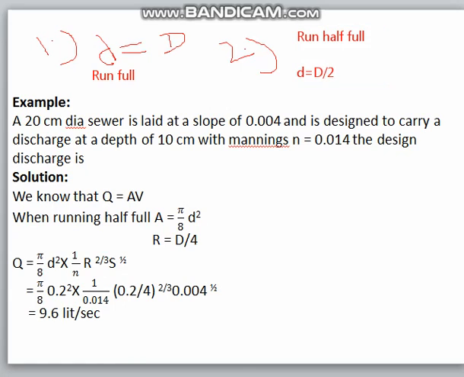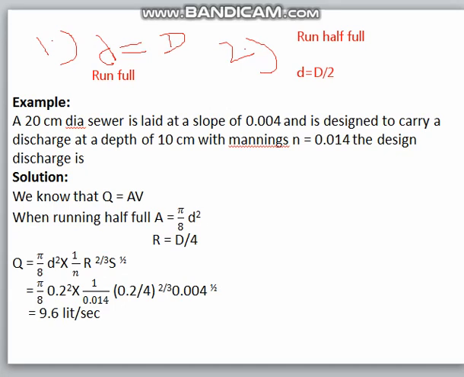This is a very important condition. When the sewer runs full, the depth of the flow is equal to the diameter of the sewer. When the sewer runs half full, the depth of the flow is equal to half of the diameter. So this condition is very important while solving problems. Similarly, the wetted area and discharge will be the same. While calculating the velocity of the flow, we have to use Manning's formula.